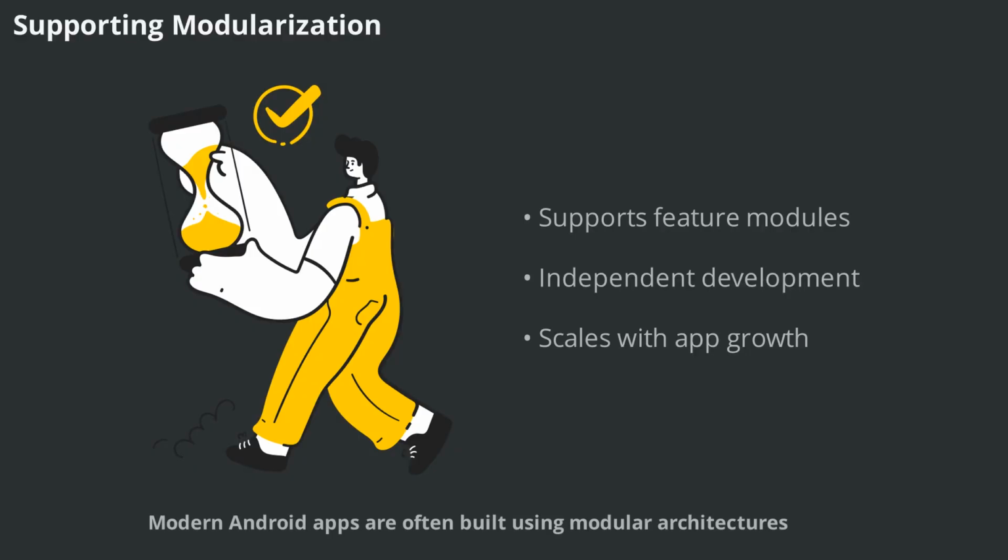Modern Android apps are often built using modular architectures. Your deep linking system should support this by allowing each module to define its own routes and guards. Centralized coordination ensures that all modules work together smoothly, while still allowing for independent development and testing. This modular approach scales well as your app grows.